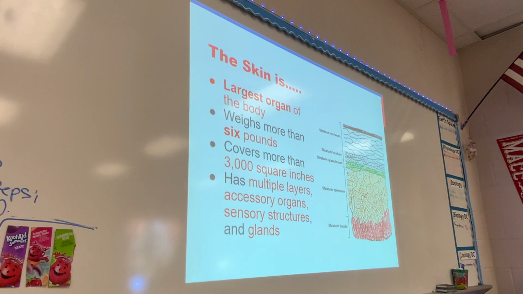Alright, anyway, the skin is the largest organ of the body, and it weighs about 6 pounds altogether. It covers 3,000 square inches and has multiple layers and accessory organs and sensory structures and glands. So we're going to spend tomorrow, assuming how many notes we get through today, talking about the glands of the skin. And then the next day we're going to talk about some of the accessory organs and thermal regulation and that kind of stuff.